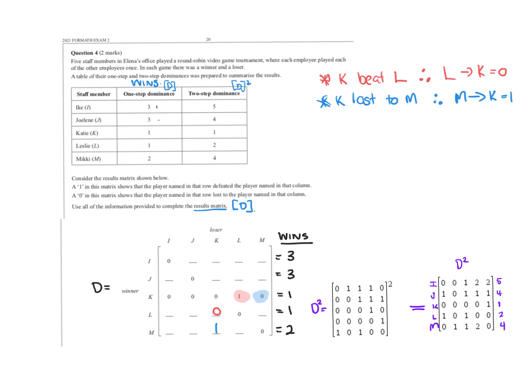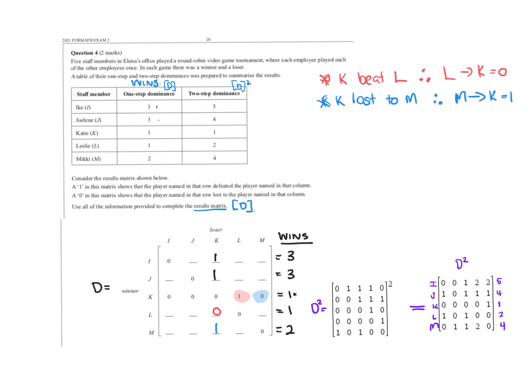And obviously, Katie lost to everyone except for one, because she only had 1 win. Because she only had this 1 win, which we've already got, Katie also lost to I. So we're going to put the win on I, and we're also going to put the win on J. So we've got those 2 there. Okay, now we're going to have a look at some other things here.